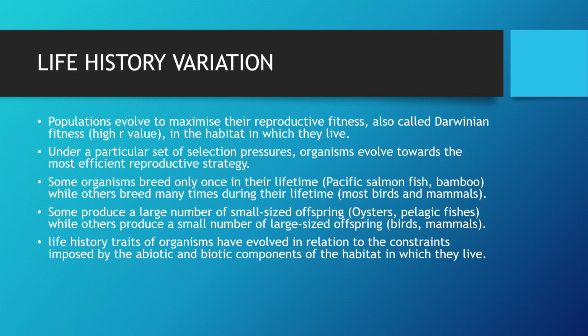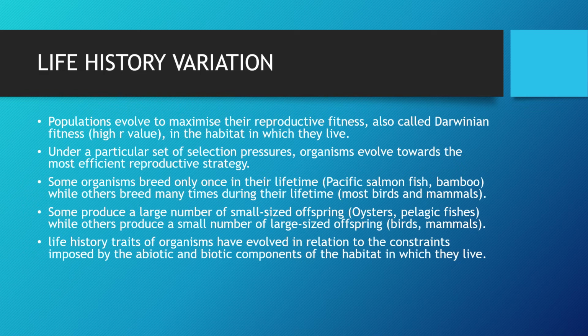Populations evolve to maximize their reproductive fitness, also called Darwinian fitness, in the habitat in which they live. Under a particular set of selection pressures, organisms evolve towards the most efficient reproductive strategy. Some organisms like Pacific salmon fish, bamboo plant, etc., breed only once in their lifetime, while others, like birds and mammals, reproduce many times during their lifetime.